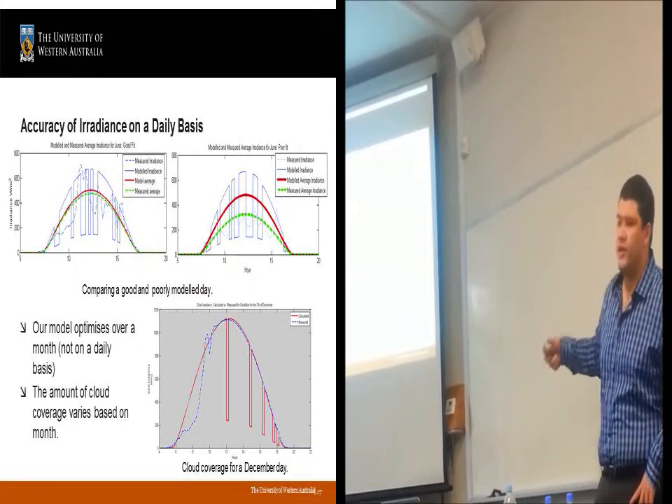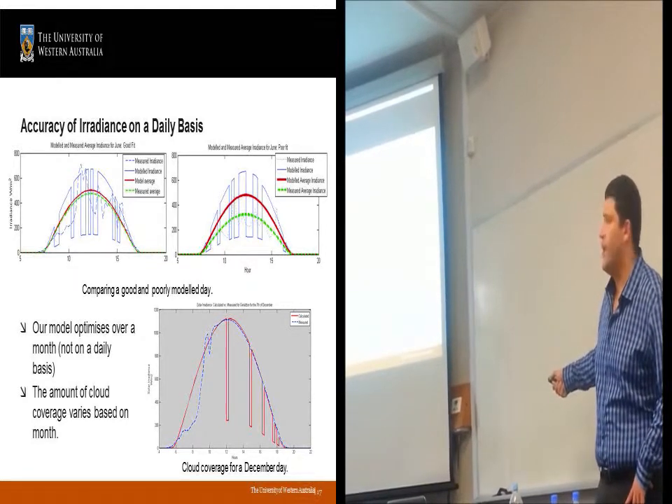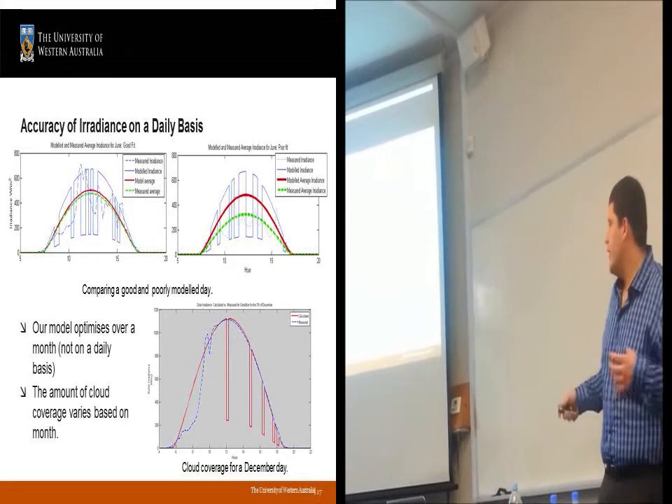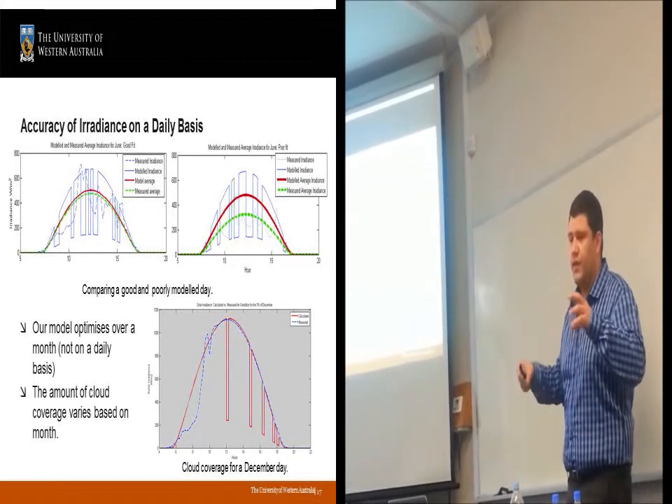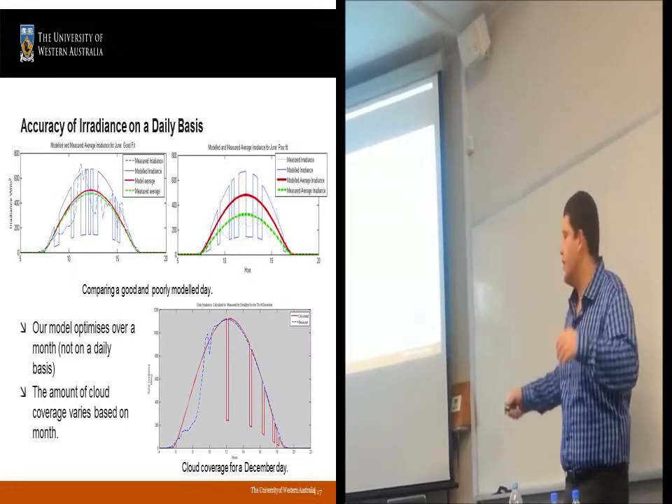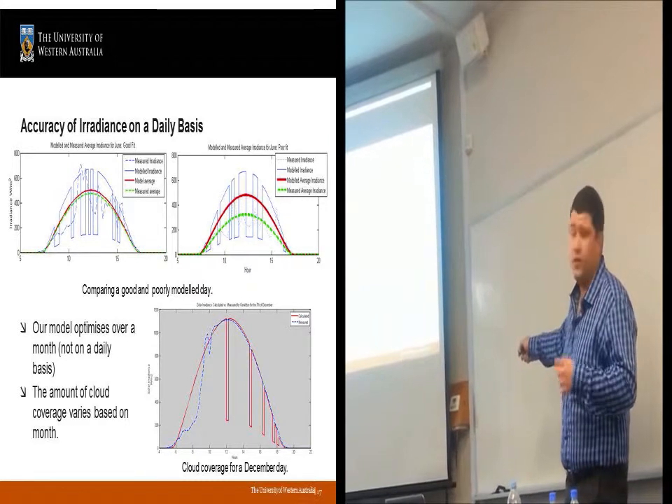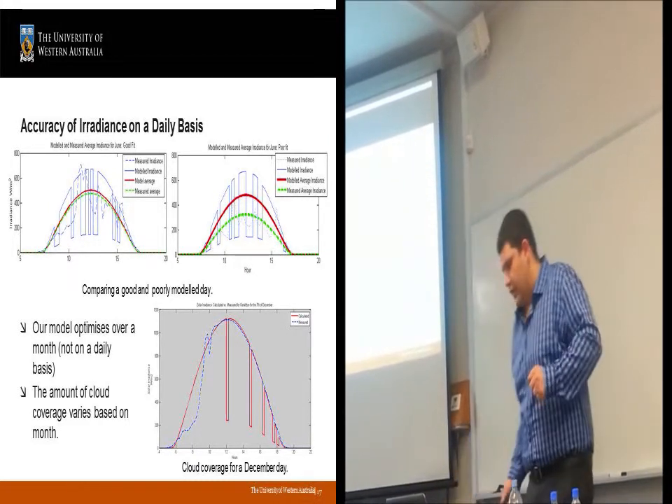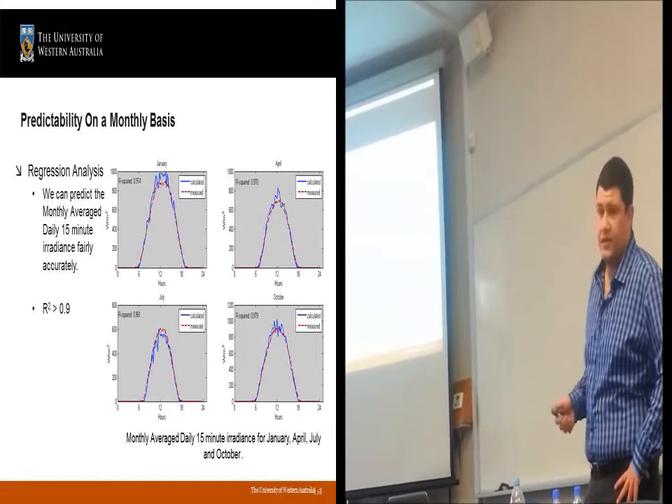What's important to note here is that we're not so much interested in exactly matching these curves every day. We're interested in the overall model over the month. And I just wanted to compare that varying cloud coverage over the month. See, for December, you have less cloud coverage than you would with June, and that's the seasonal difference. So the predictability of the model on a monthly basis is fairly accurate.